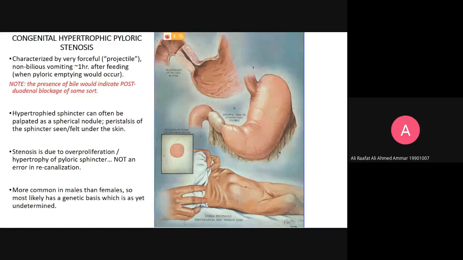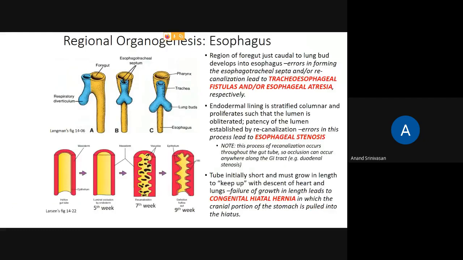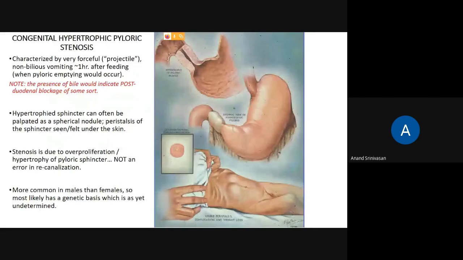What do you mean by recanalization? Recanalization, I told you, in the esophagus. So initially the esophagus is like a solid tube. What happens later is that vacuoles form. These vacuoles join and recanalize, so they make the tube open, a hollow tube. That's called recanalization.